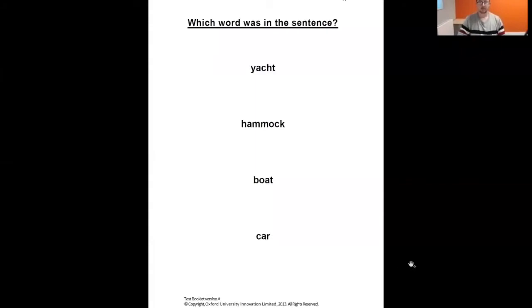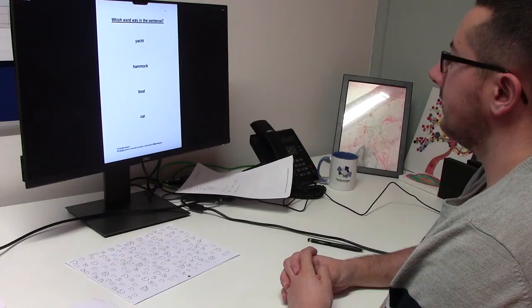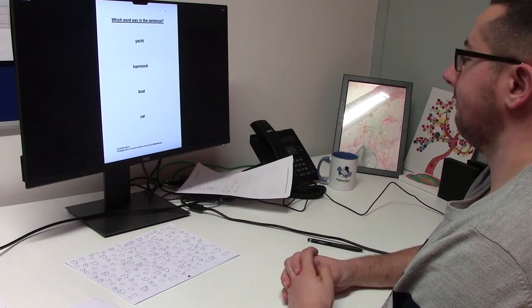All right, great. So I'm just going to share my screen and ask you to have a look at one of those options. So it's this one. Let me click share screen. So actually, if we have to think about which word was in the sentence, one of the words was yacht, hammock, boat, or car. Only one of those was in the sentence. Which one? Yacht. It was yacht, yeah.